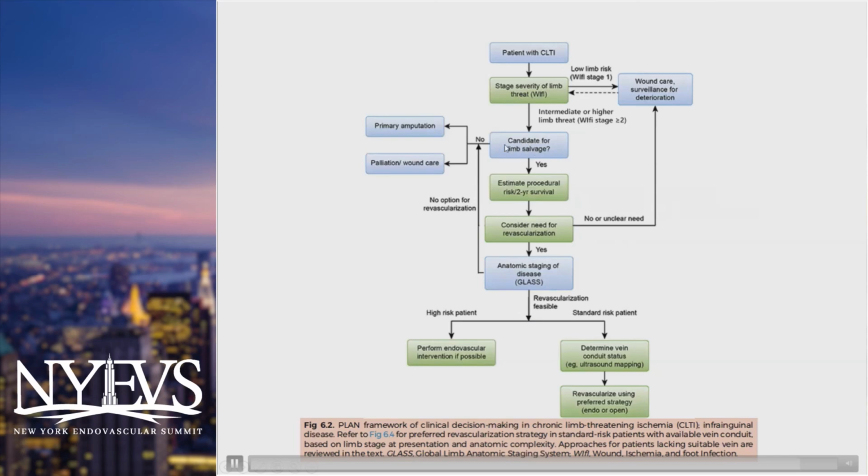Is this a 95-year-old nursing home patient who doesn't know what's going on? Are you going to recommend all this workup rather than just do a primary amputation? That's what they're saying: palliation, wound care, or primary amputation if the patient is not a candidate for limb salvage. If the patient is a candidate for limb salvage with a meaningful 1 to 2 year survival, then you go to the last staging. That's where the anatomical extent of the disease matters. And once you have this, then you decide what your revascularization options are.